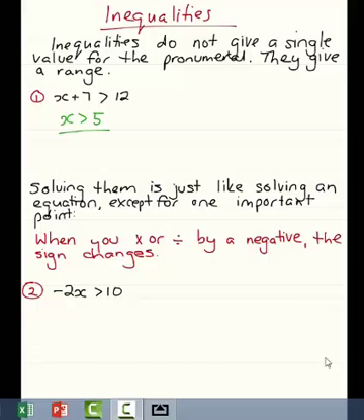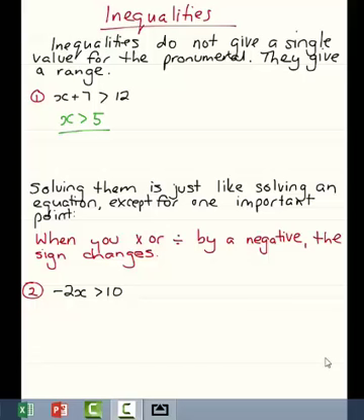So when we solve an inequality, you do exactly what you do for equations. If it says plus 7, you minus 7. If it says times 3, you divide by 3. But there is one very important difference, and that is if you multiply or divide by a negative, then the sign has to change direction.